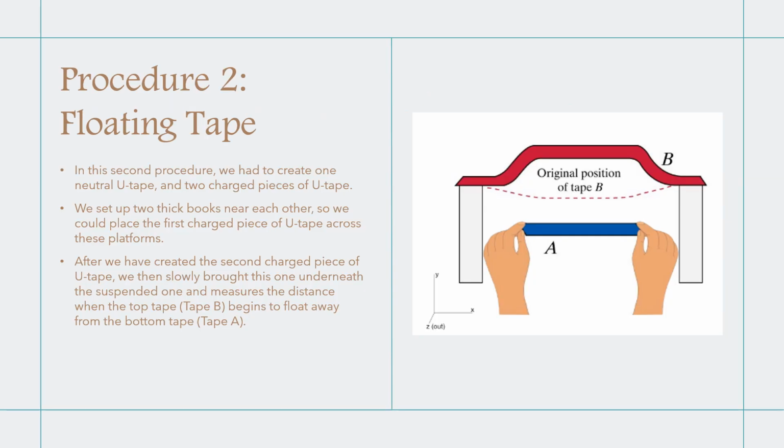For this procedure, we had one charged U-tape that was between 2 thick books, and then we took another charged piece of U-tape and slowly put it under it and saw when it started lifting. And when it started lifting, that is the distance between them that we recorded. With this, we are going to be able to calculate the electric force between the 2 pieces of tape.